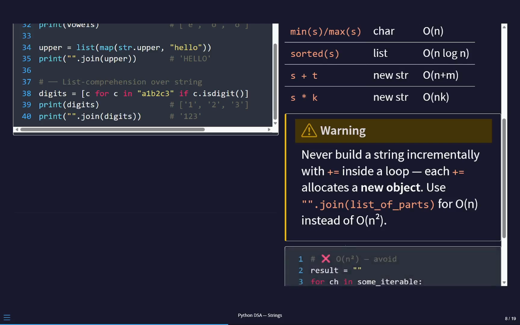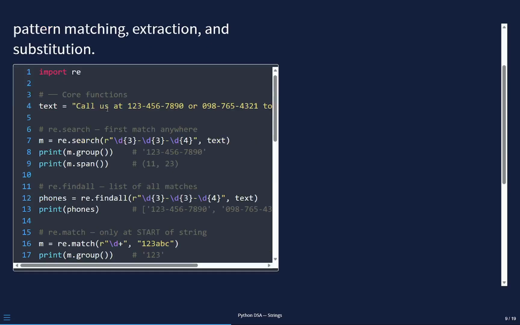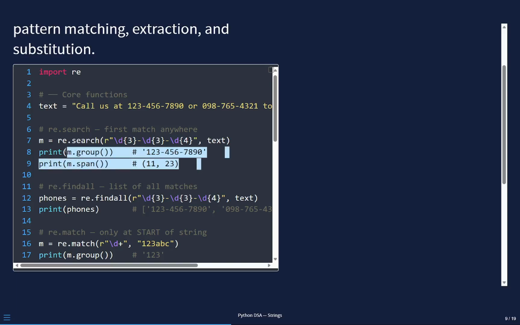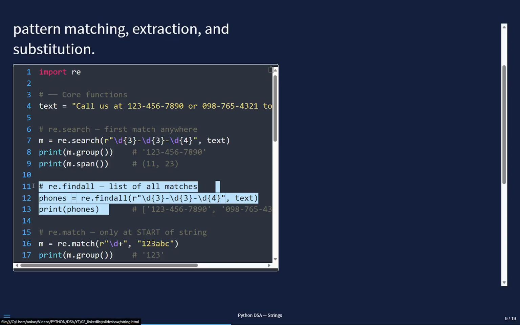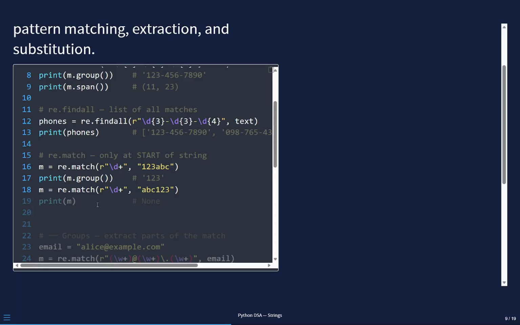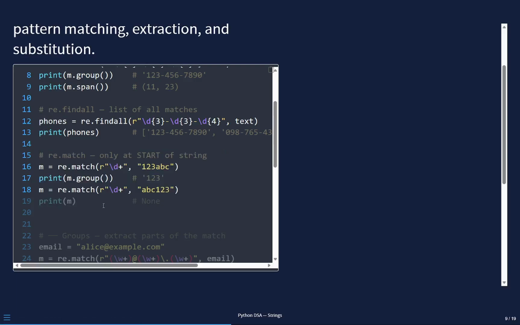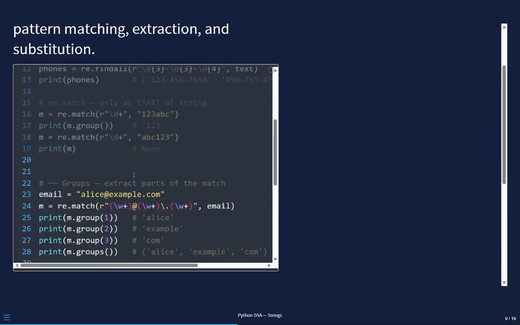Regular expressions, regex, are the power tool for string pattern matching, extraction, and transformation. Python's re module provides full Perl-compatible regex support. The four core functions: re.search finds the first match anywhere in the string and returns a match object, or None. re.findall returns a list of all non-overlapping match strings. re.match only matches at the start of the string. If the pattern doesn't match from position 0, it returns None. And re.sub replaces all matches with a replacement string.